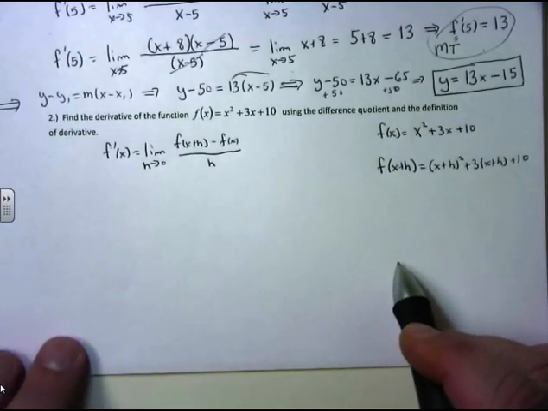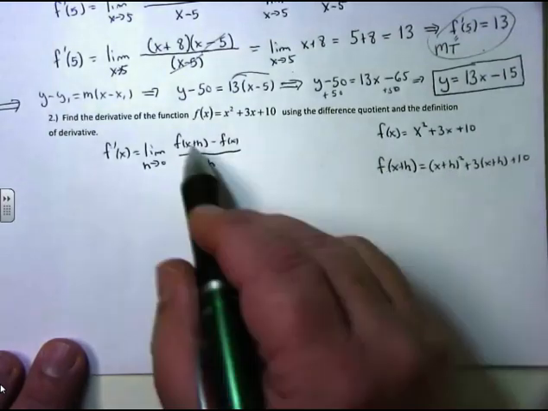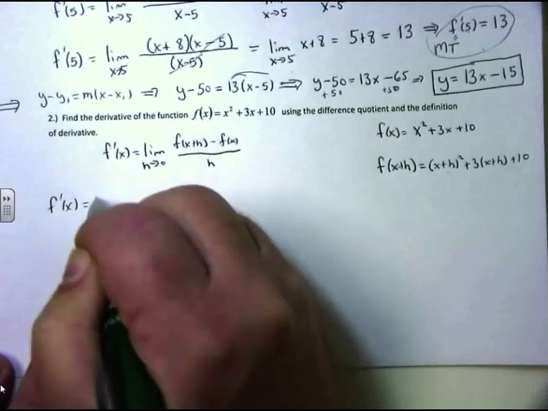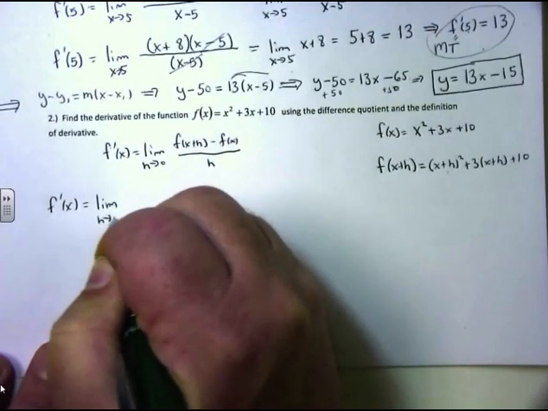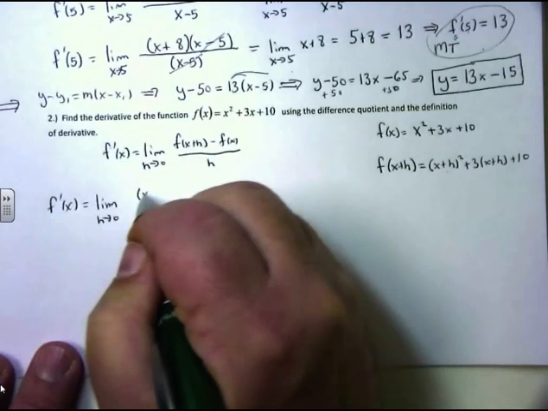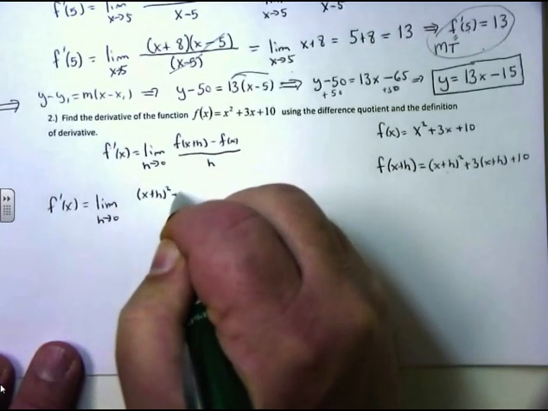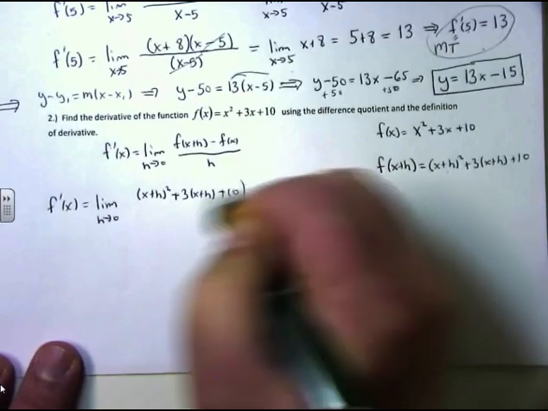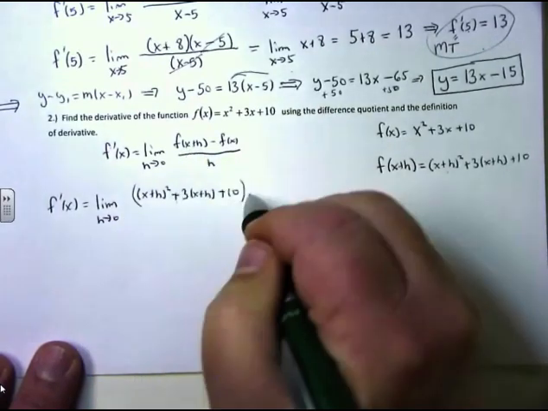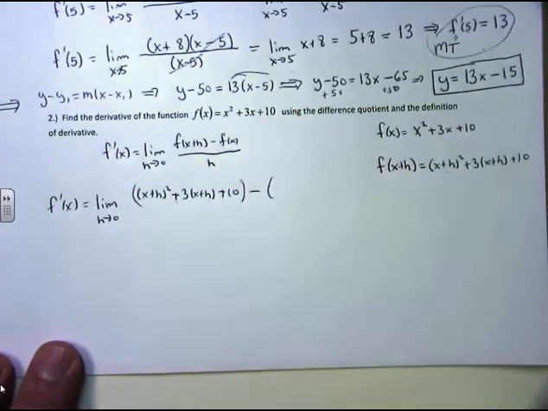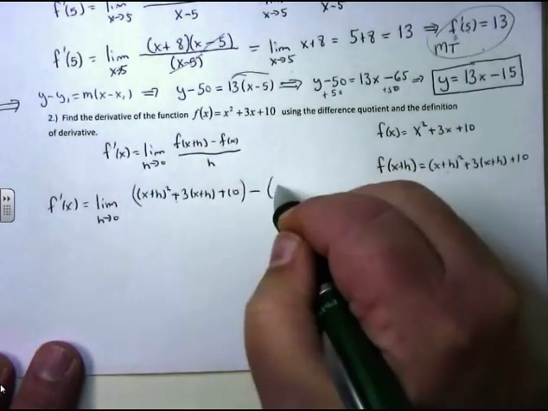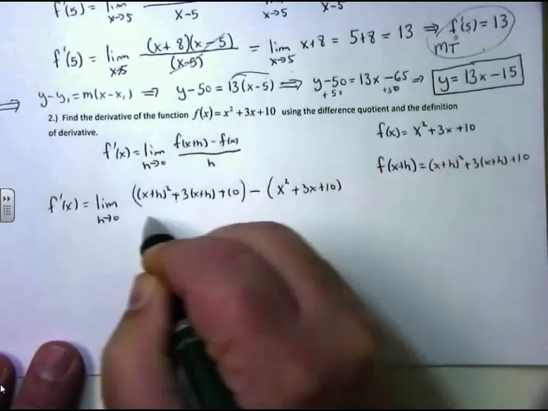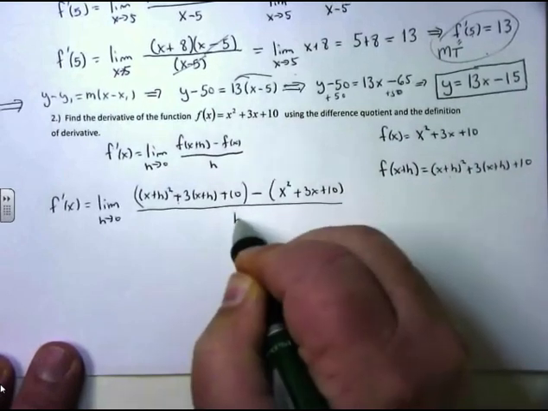So, what I'm going to do is take these and plug them into my derivative formula. This is going to give me f prime of x is equal to the limit as h goes to 0 of x plus h squared plus 3 times x plus h plus 10. Put little parentheses around it because that's my f of x plus h that I'm plugging in. Minus, and very important, put parentheses here, f of x. So let's just copy our f of x function, x squared plus 3x plus 10, all over h.